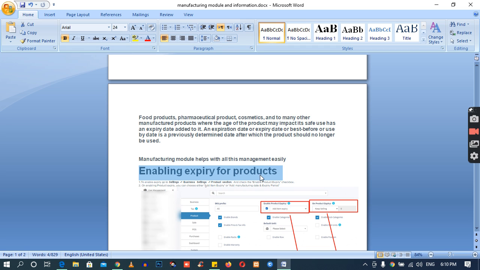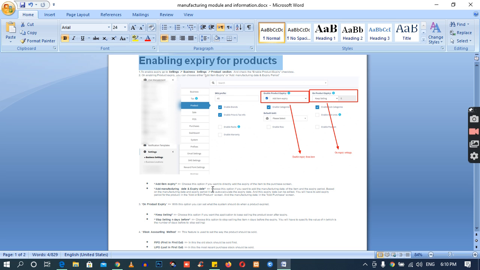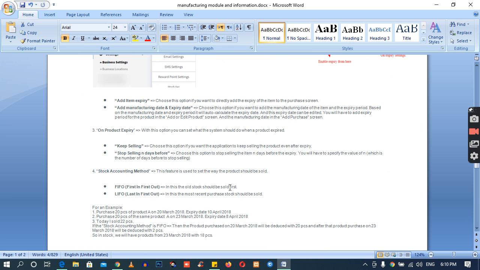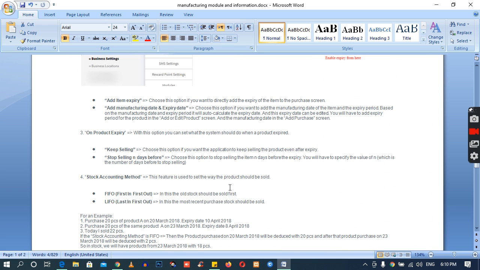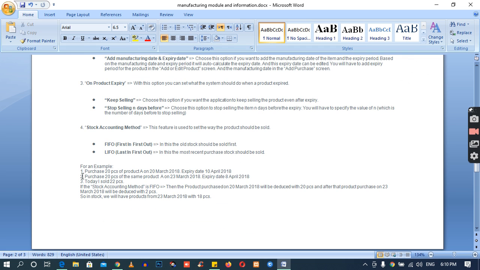How can you enable expiry date? You have to go to the business settings, then products, and click on this expiry. You can also read it. Let me zoom in. Yes. These two settings are also very important, FIFO and LIFO. You can stop the video and read all the document that is written inside.